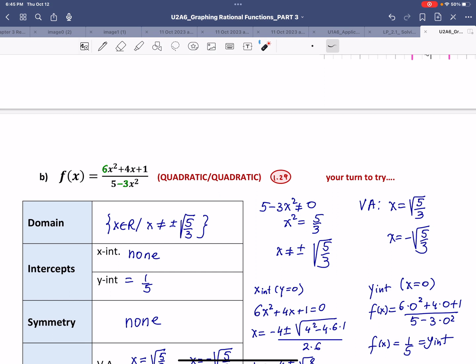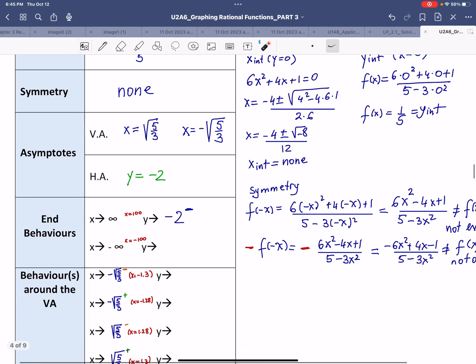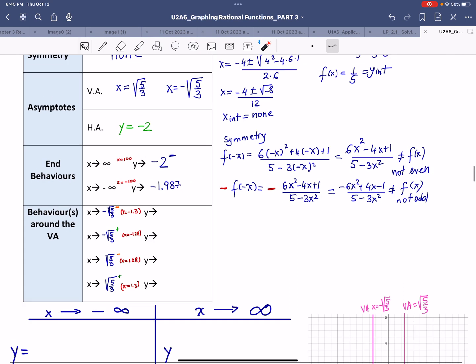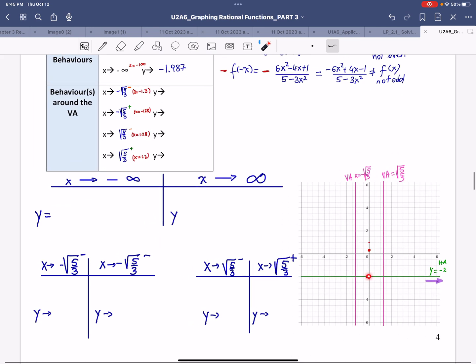Close brackets. And this time I get the value of negative 1.987. So if the y value at negative 100 is negative 1.987, it means that this will be greater than negative 2. Okay, so it will be higher than negative 2. Imagine that negative 2 is right here.